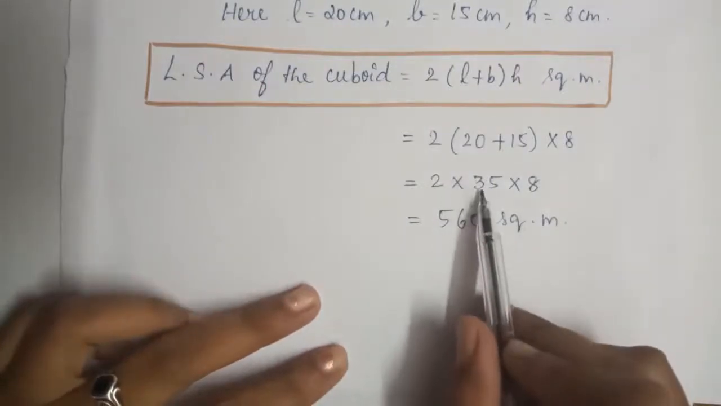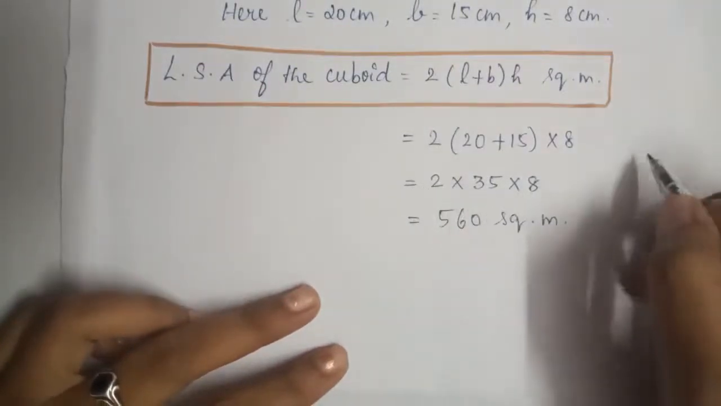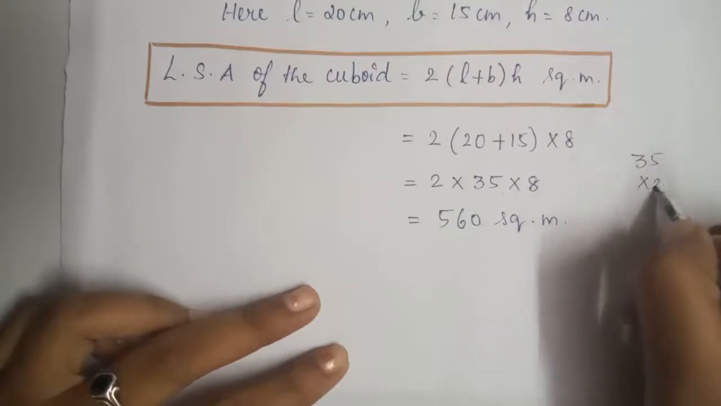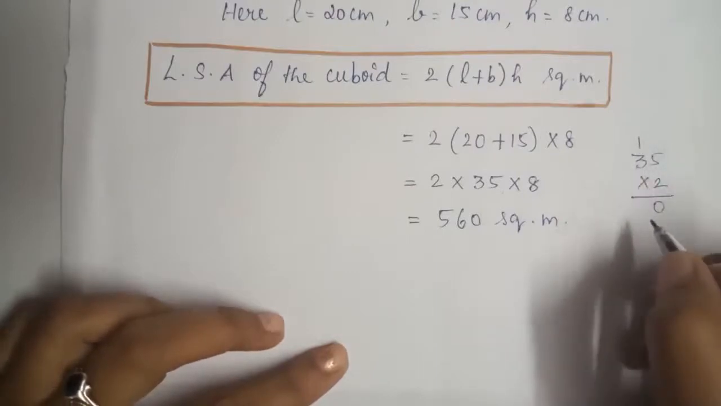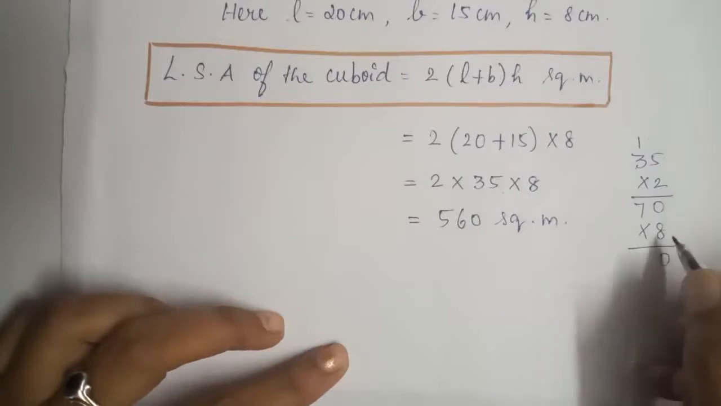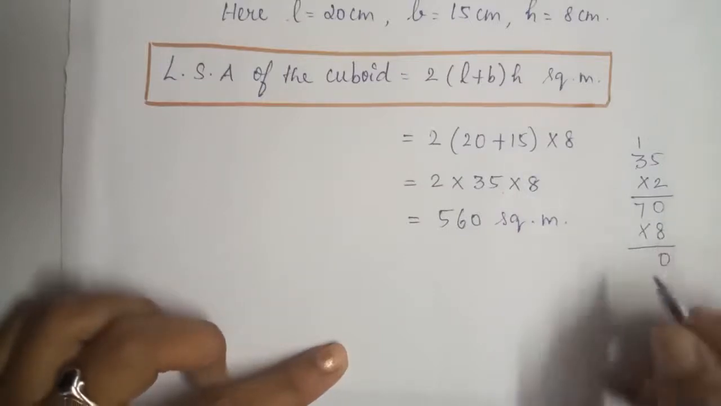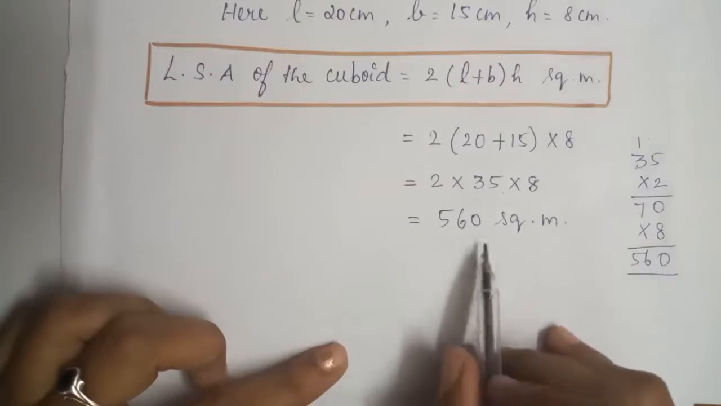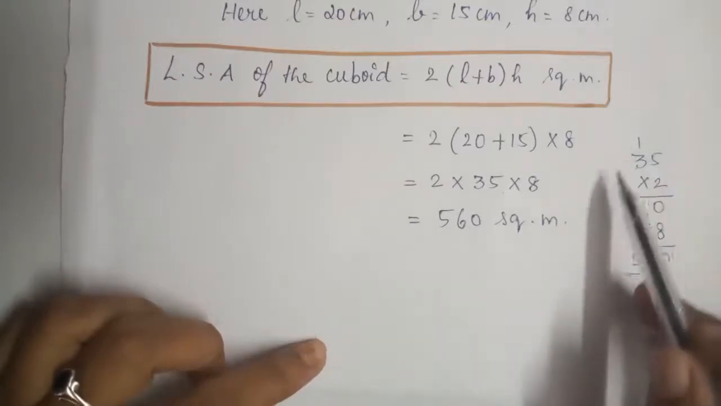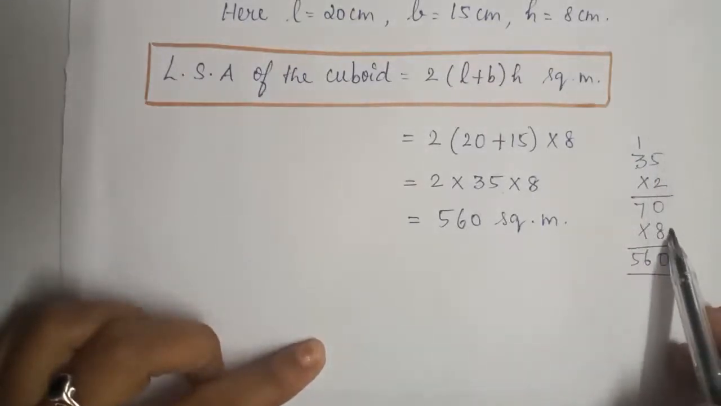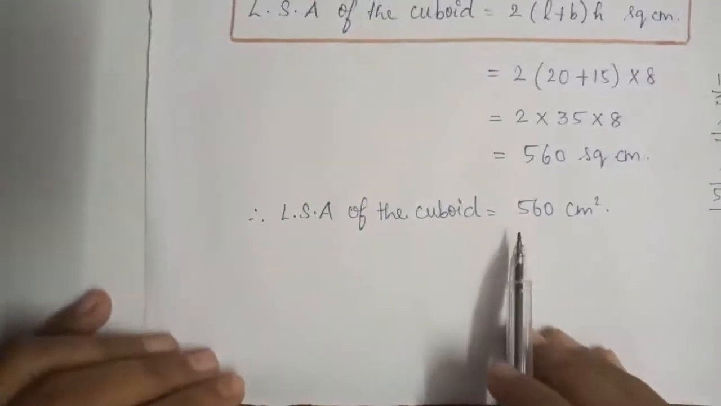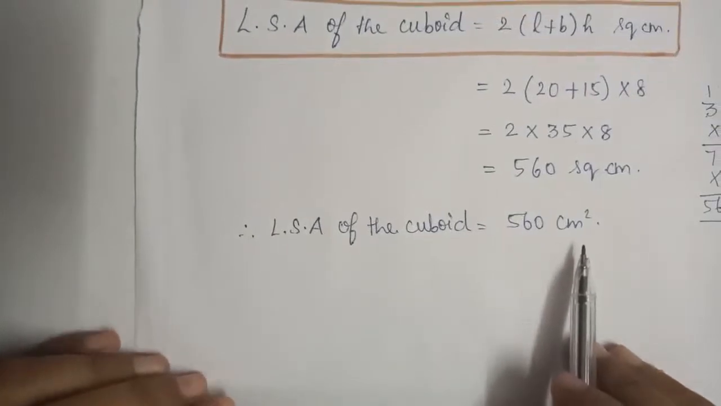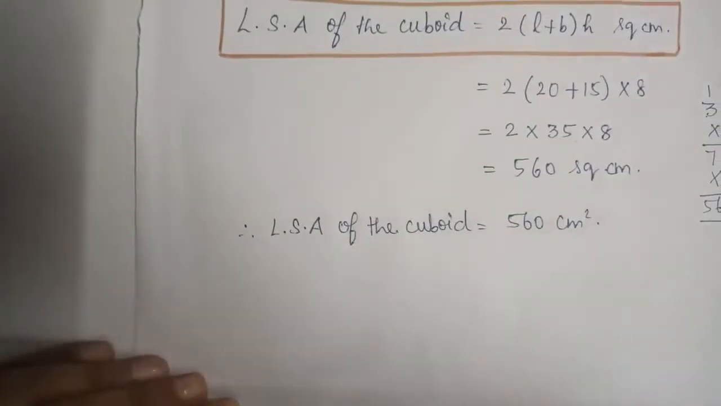If you want to do the calculation, you can do it on your left hand side. That is 35 into 2: 5 2s are 10, so 0, remainder 1; 3 2s are 6, 6 plus 1 is 7. So 70 into 8: 0, 7 8s are 56. So 560 square units. It is a simple calculation, so I skip this and directly write the answer. Therefore, the lateral surface area of the cuboid is equal to 560 centimeter square.